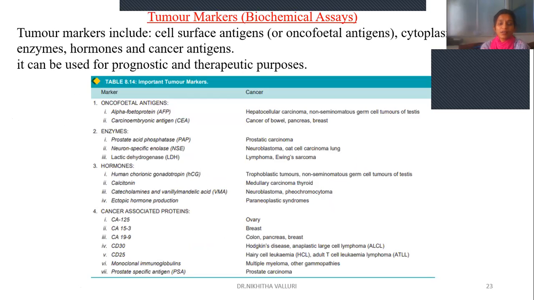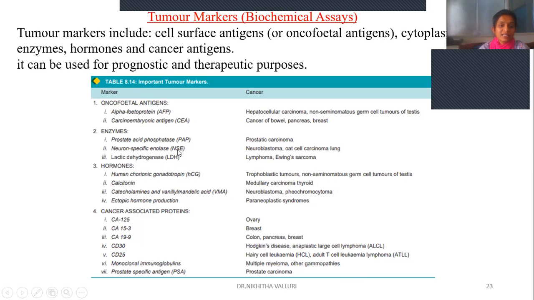And then tumor markers or biochemical assays. As I said, for every cancer cell there are certain markers on the surface, and with the help of these we identify which type of cancer it is. Oncofetal antigens like AFP and carcinoembryonic antigen indicate hepatocellular carcinoma, or cancer of the bowel, pancreas, and breast. If enzymes like prostatic acid phosphatase, PAP, are elevated, it indicates prostatic carcinoma.